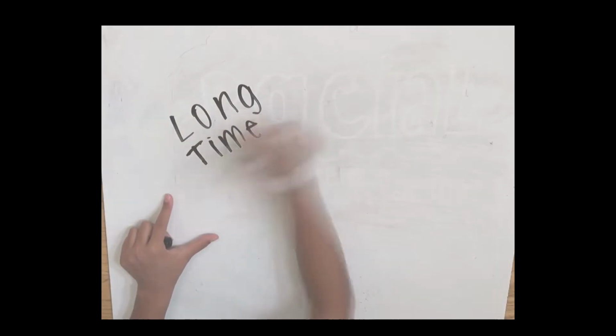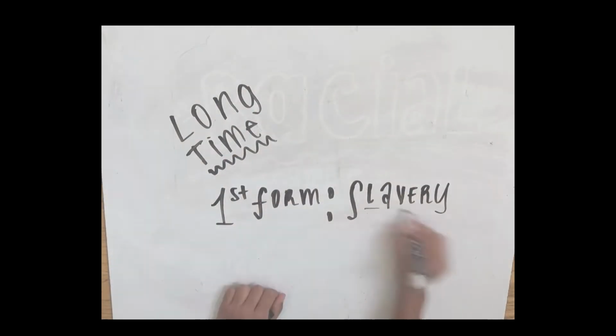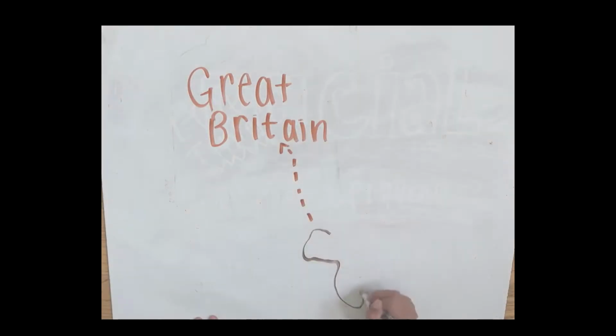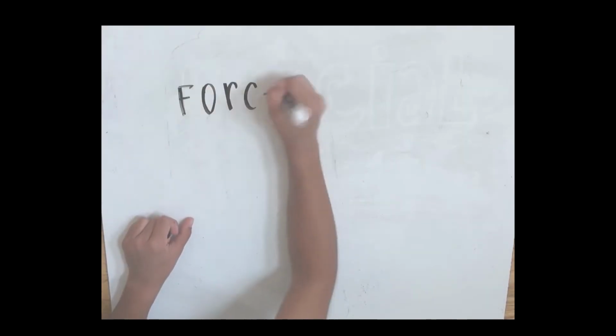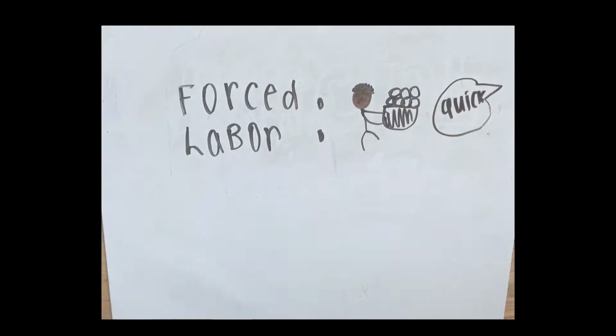Racial discrimination has been around for a long time, and one of the earliest forms was slavery, which began in the early 1800s. During the slave trade, slaves were shipped in boats from Africa to Great Britain, where they were faced with brutal treatment. The brutal treatment ranged from being forced to do work in horrible conditions to being beaten to death.